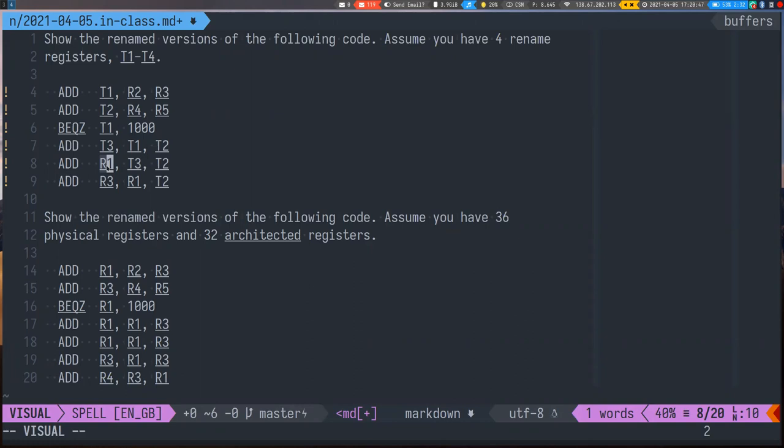Yeah, so we can make this one T4. Exactly. Okay. Now let's look at this instruction. Do we have to do anything here in light of what we just did in the previous instruction? Yeah. We have to rename R1 again.